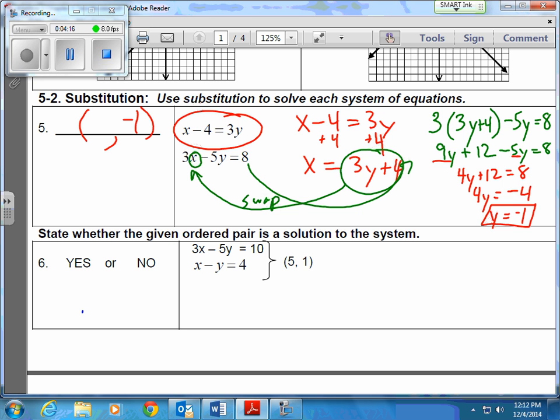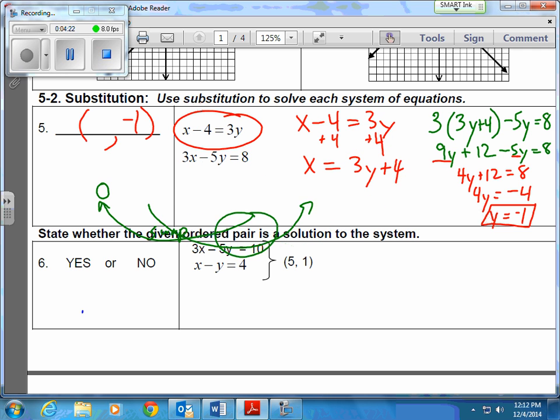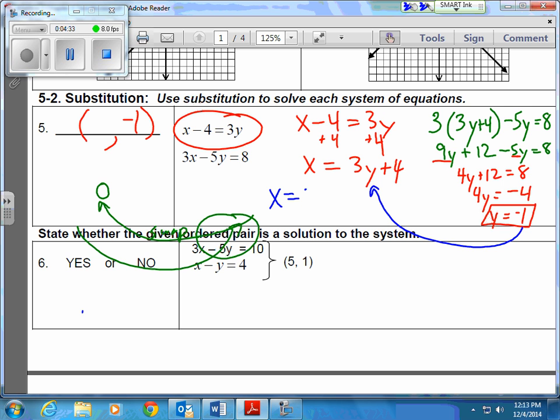Take that y value and go back to this equation and put negative 1 in the place of y right there to find the value of x. So x would be 3 times negative 1 plus 4, which is going to be negative 3 plus 4, which is 1. So the coordinate intersection is (1, 1).